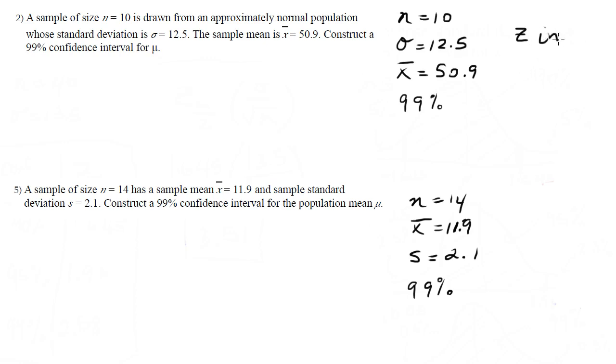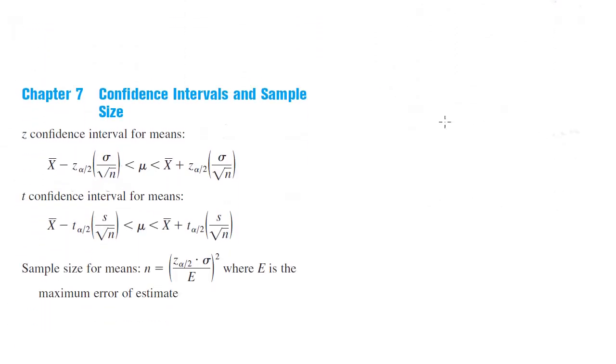Let's just call this a z-interval. For number 5, since we do not know the population standard deviation here, this is going to be a t-interval. And both of those formulas are on your formula sheet from Chapter 7. Z-confidence interval for means, here we go. T-confidence interval for means, here we go.